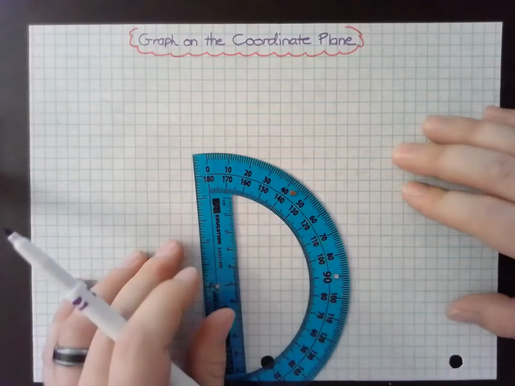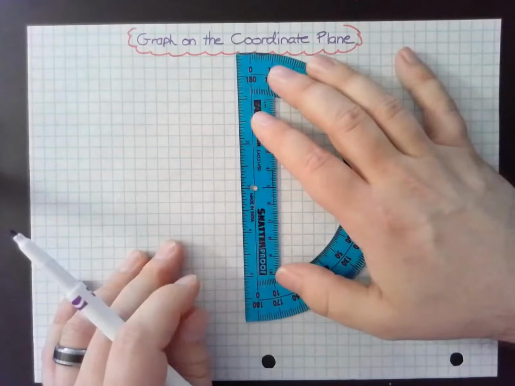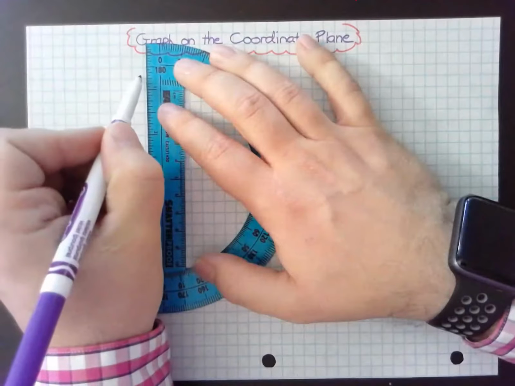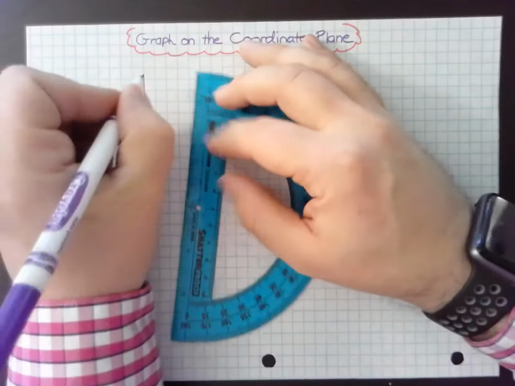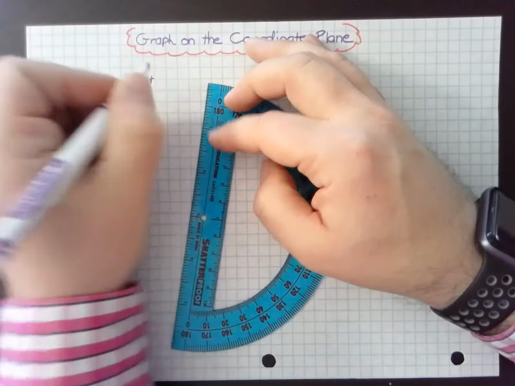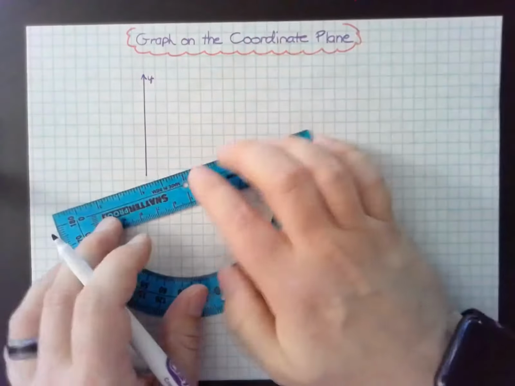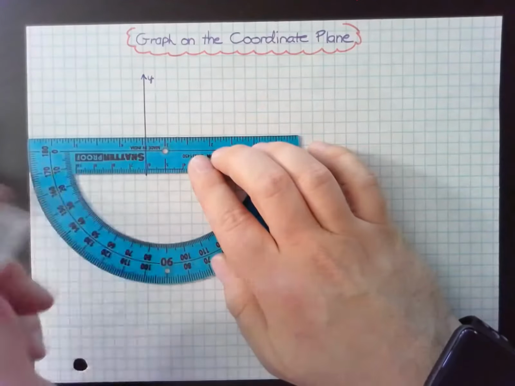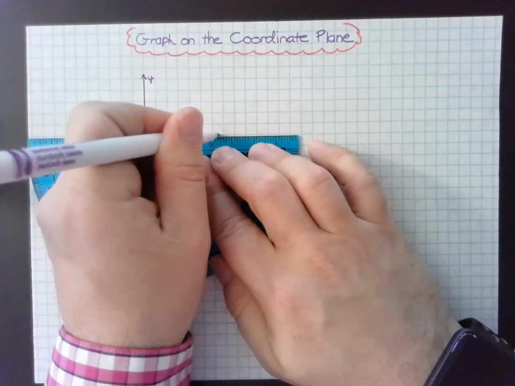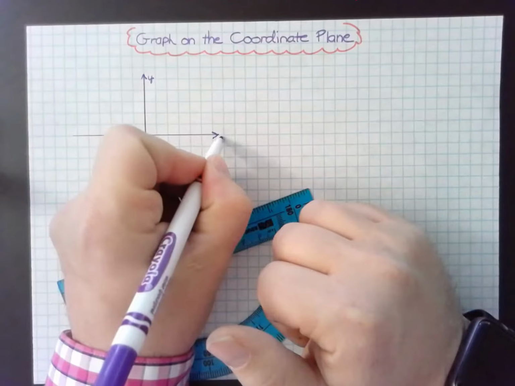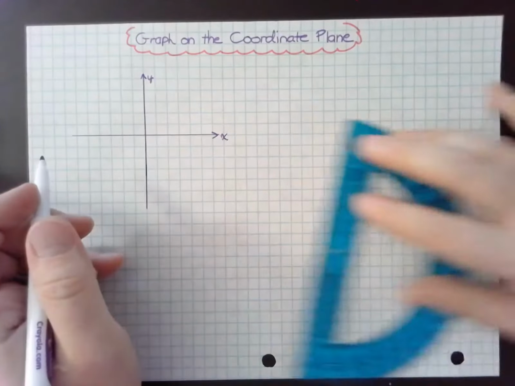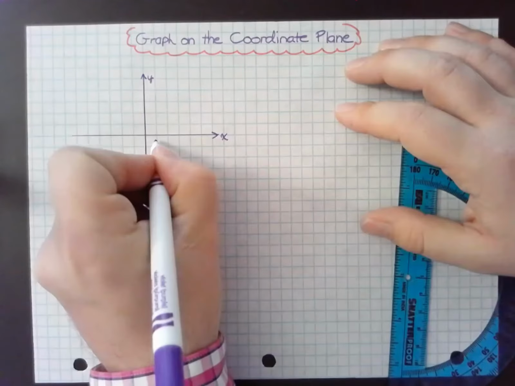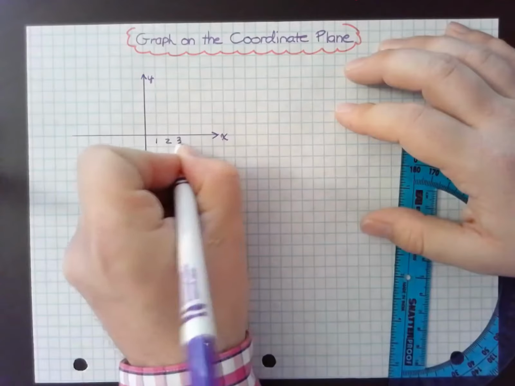Graph on the coordinate plane. Say we have a graph. We always label our axes. So this is our y-axis. And we always label our x-axis. And I'm going to go by intervals of 1 on the number lines.